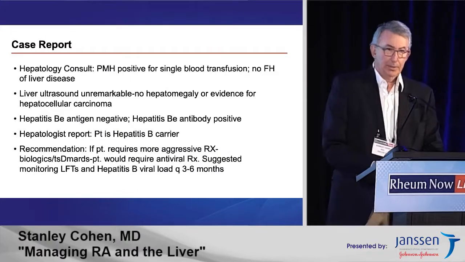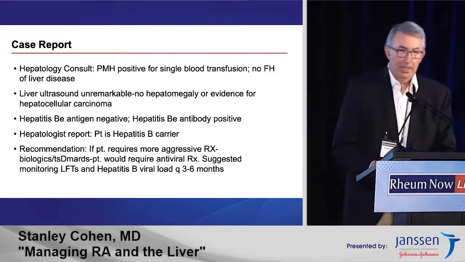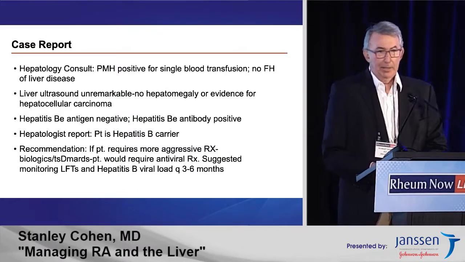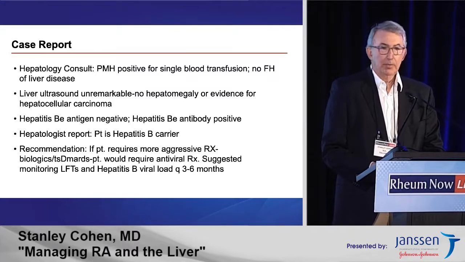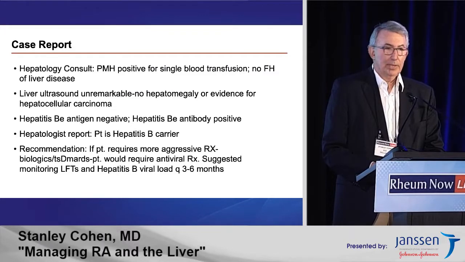The hepatologist got a history that she had had a single blood transfusion in the past, no family history of liver disease, did an abdominal ultrasound with attention to the liver, no hepatomegaly or evidence for hepatocellular carcinoma. Her hepatitis B e antigen was negative. Hepatitis B e antibody was positive. And the hepatologist reported back that this patient is a hepatitis B carrier.